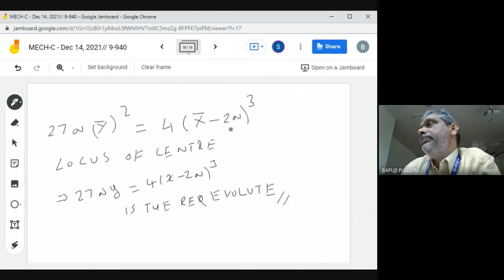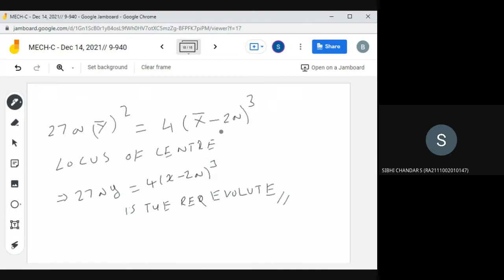Actually, in this only we have three problems. Actually, important. Sir, I have a doubt, sir. Yes, tell me. Sir, the y bar power square is there, sir.